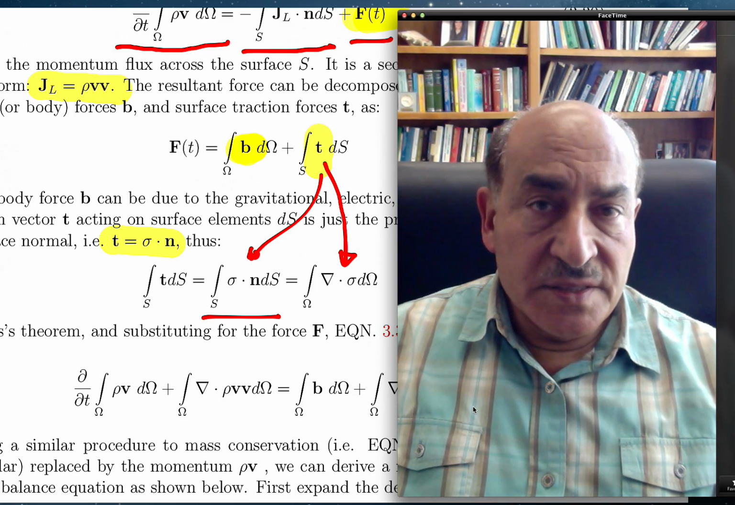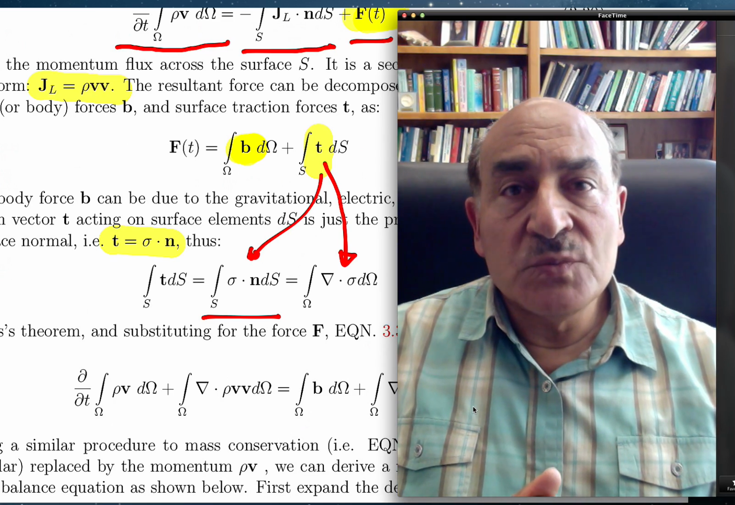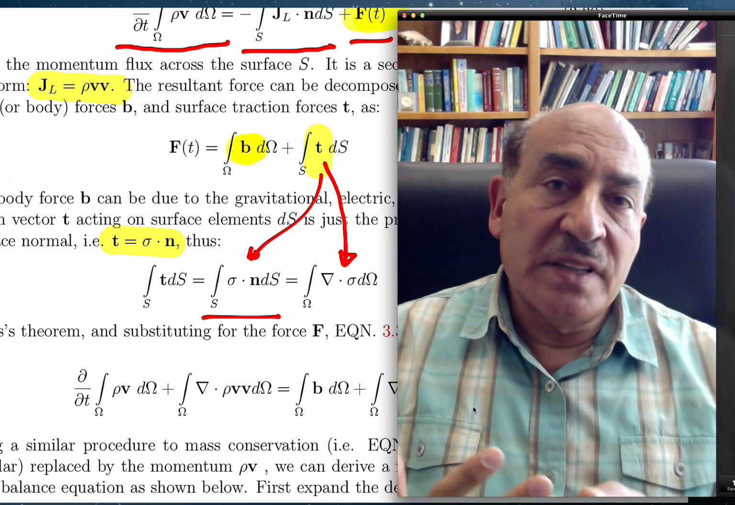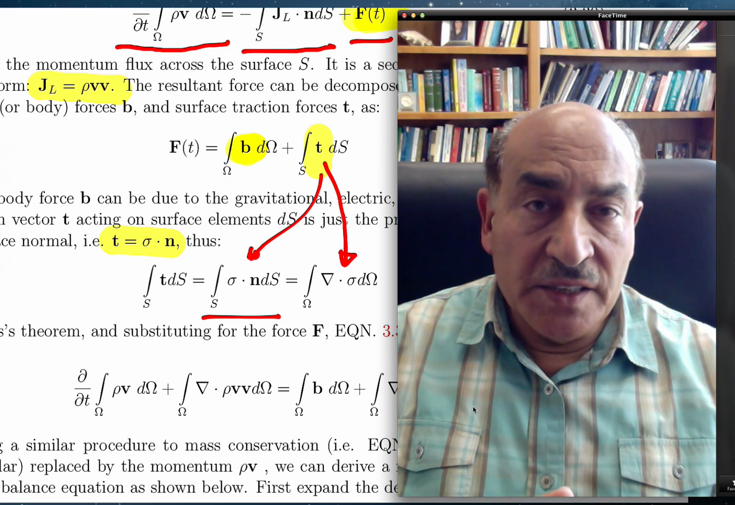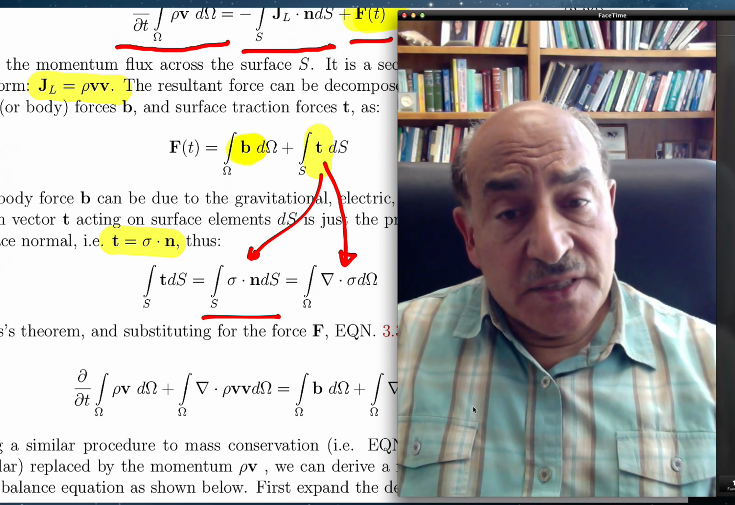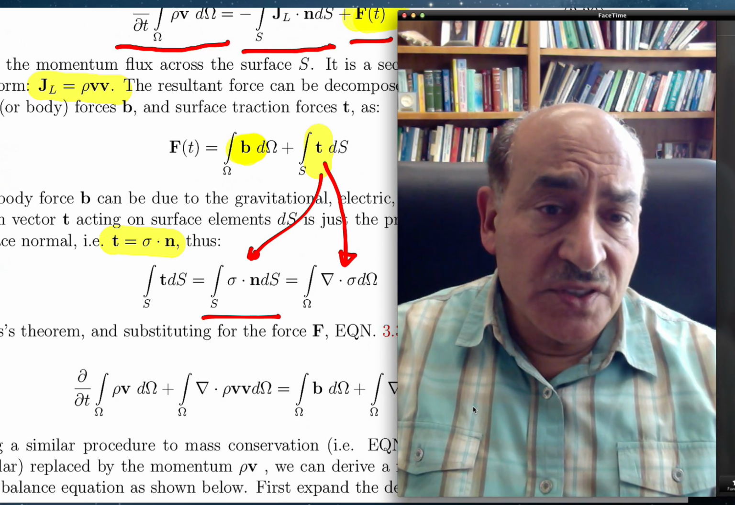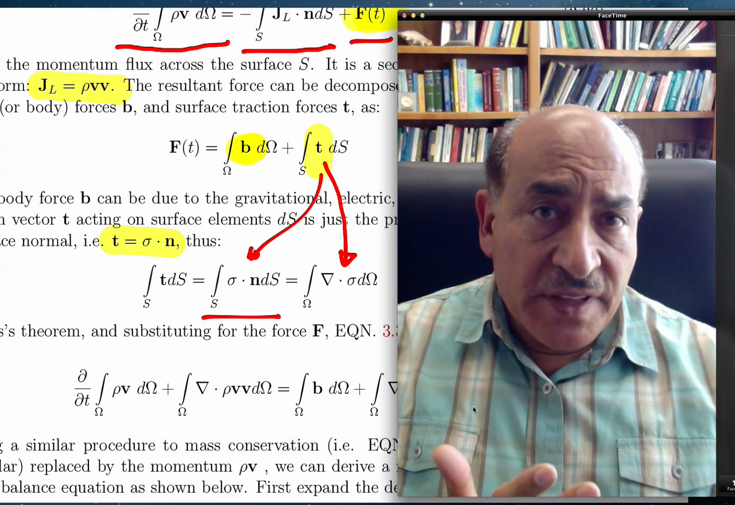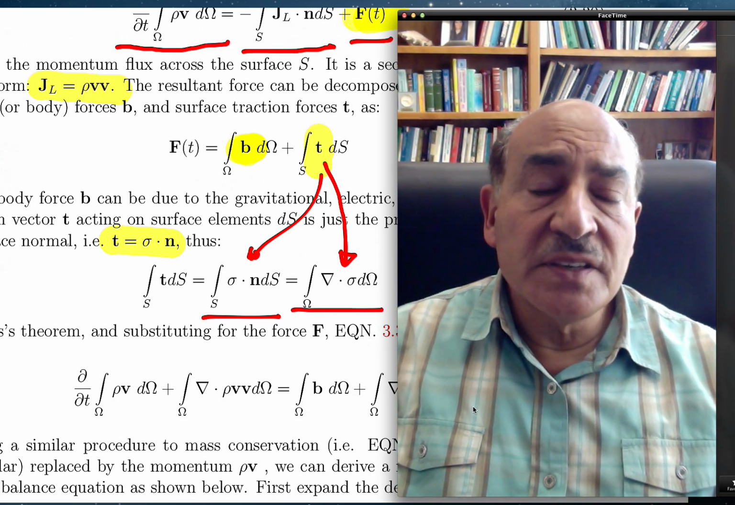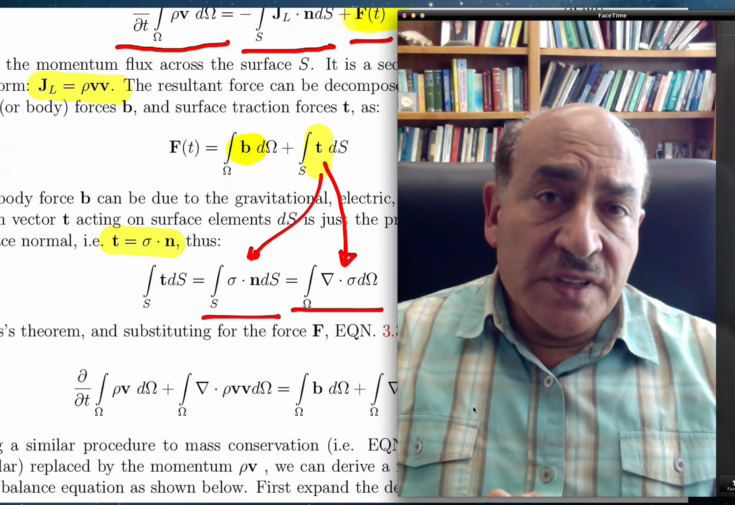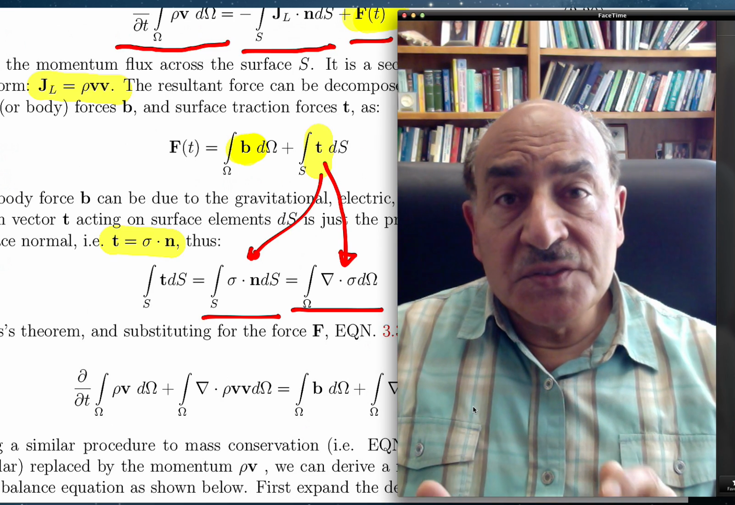You remember the Gauss theorem was for a vector, so the divergence of a vector over the volume. Now, instead of a vector, we have a tensor, but it applies the same way for a tensor. So you take the divergence of that tensor over the volume, and the integral of T over the surface is the integral of the divergence of sigma over the volume.